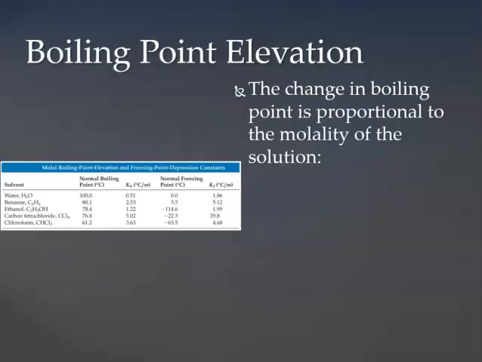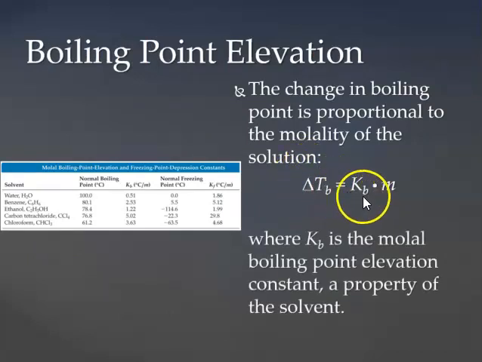So let's get to the actual equation, because this has an equation. This is the boiling point elevation equation: delta TB equals KB times little m. This is molality, moles of solute divided by kilograms of solvent. This is the change in the boiling point. This is a constant, the molal boiling point elevation constant. It is a property of the solvent.